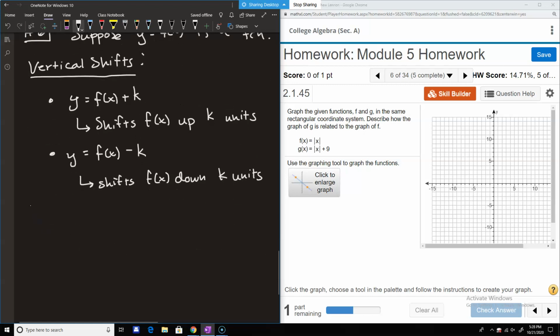So the horizontal shifts might be backwards from what you expect. And I'll try and explain that. So horizontal shifts happen when you compose it, when you do that plus or minus k inside the parentheses. Does that make sense? So if we have y equals, let's say, f of x plus k, like this. So it's being composed with a function plugged into the parentheses. Do you think that's going to shift it to the left or to the right?